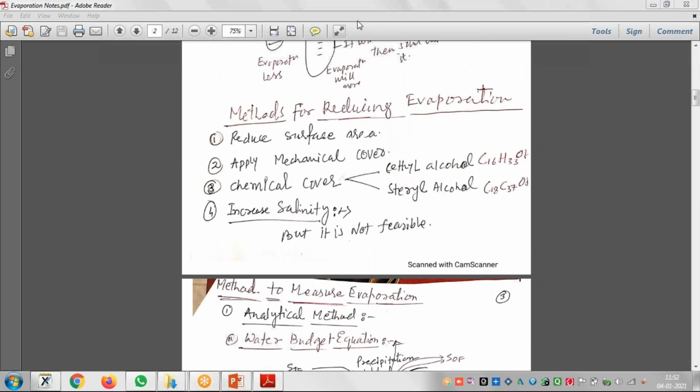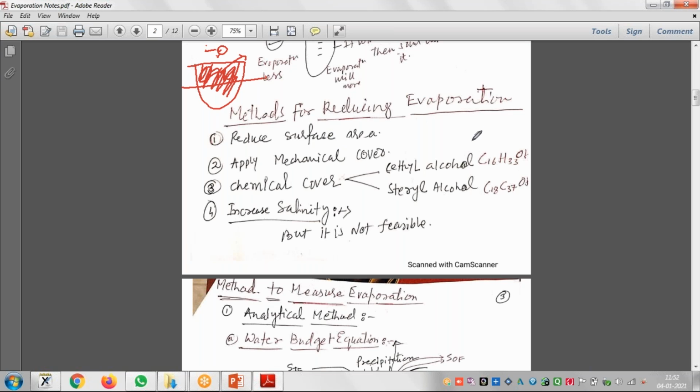How can we reduce the evaporation? Why should we reduce the evaporation? Because if we have a reservoir with a very huge quantity of water, in the summer season the sun may reduce the quantity of water. If this water is lost, then obviously the water supply to the people will be disturbed. So we should save this water. How can we save it?